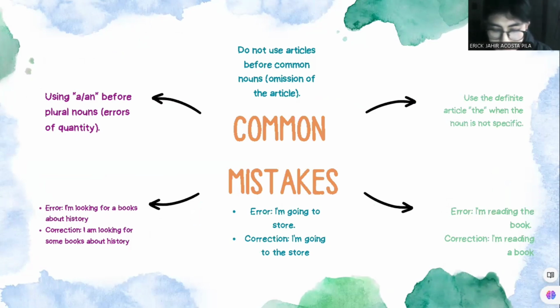Another common mistake is using a before specific nouns. For example, I'm going to a store. That's incorrect. The correct form is: I'm going to the store.